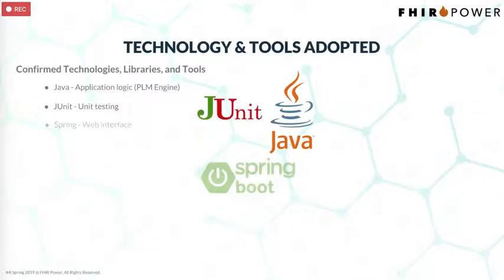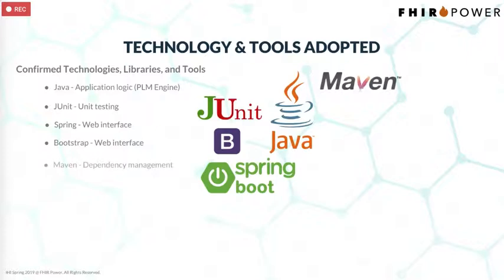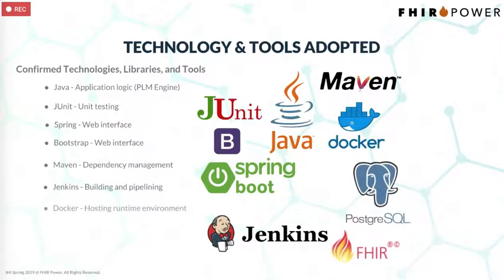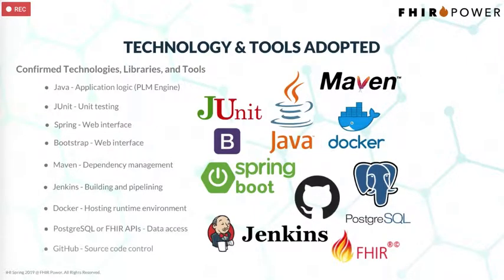In terms of our technology stack, we have confirmed and decided on Java as our team's preferred language. We'll be using Spring and Bootstrap for web interface. Maven, Jenkins, and Docker tend to be for our dependency management, building, and hosting the runtime environment. Obviously, the data will be in Postgres, and GitHub is standard for source control.